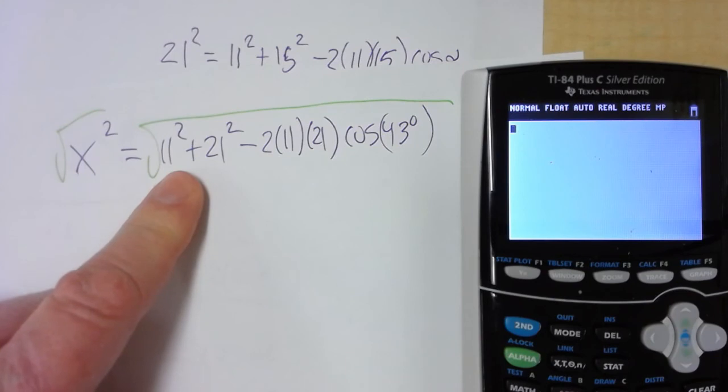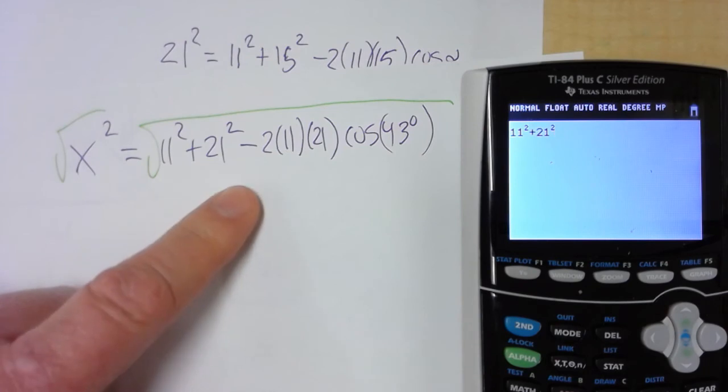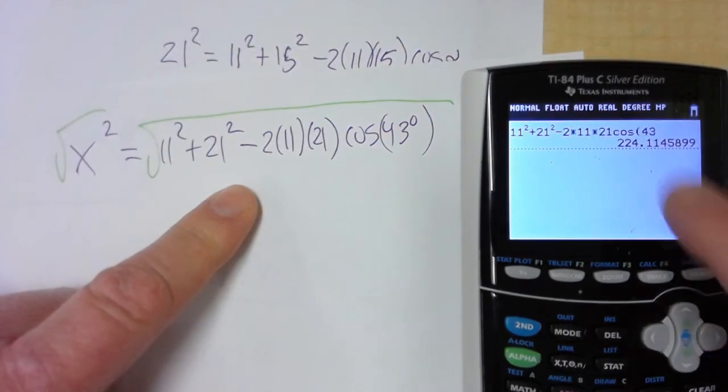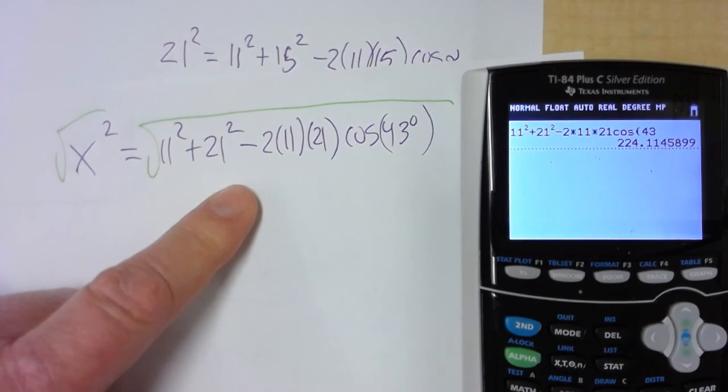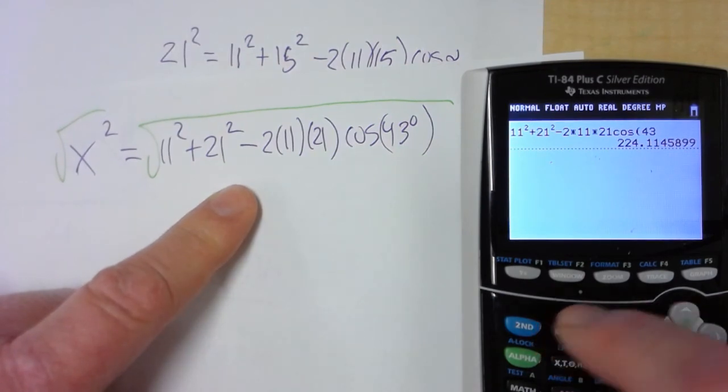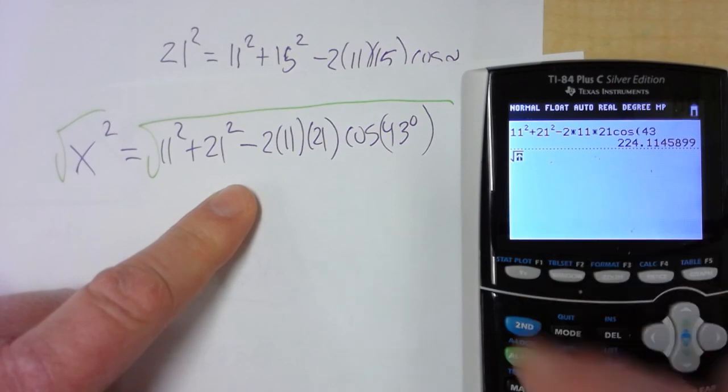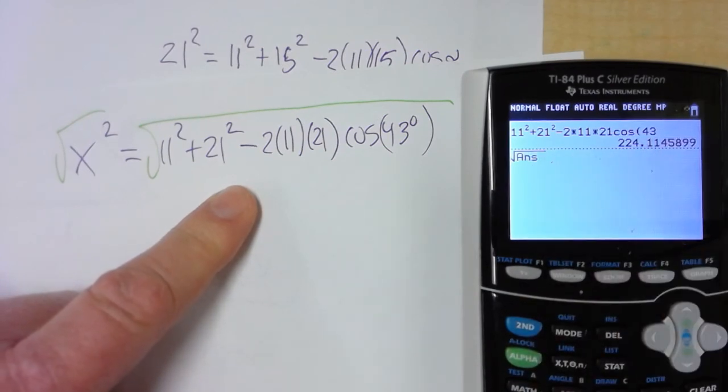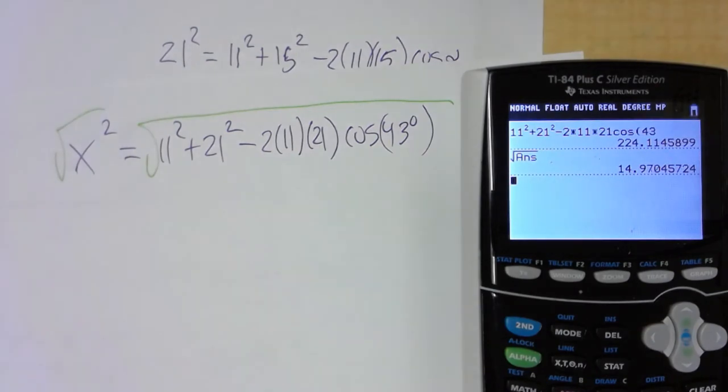Clear. 11 squared plus 21 squared minus 2 times 11 times 21 cosine of 43. Enter. So that's a pretty big number, and I'm going to take the square root of it. Ooh, that's going to be really close because 15 times 15 is 225. So when I take the square root of this, I'm going to get something a little bit smaller than 15. Second square root, and then second answer. So I copied and pasted that in there, and it's 14.97, which I would round to 15.